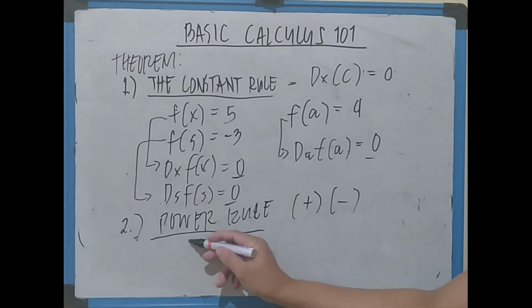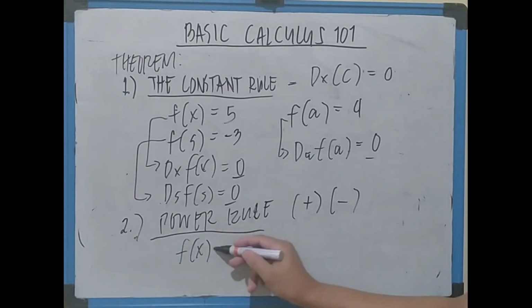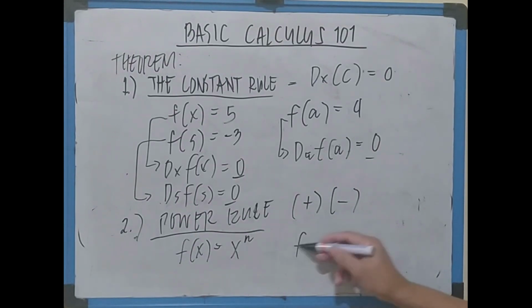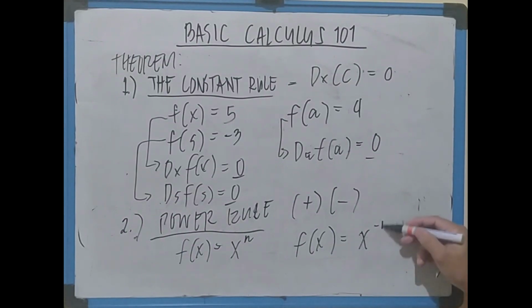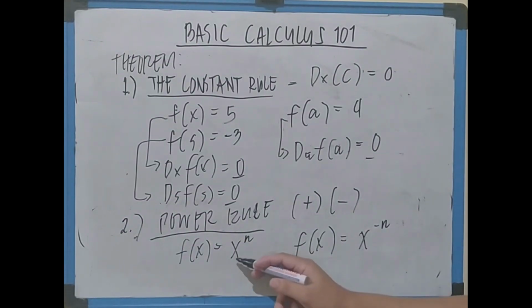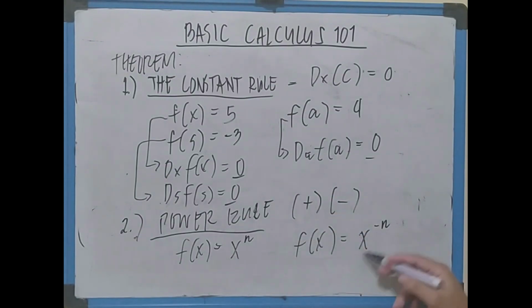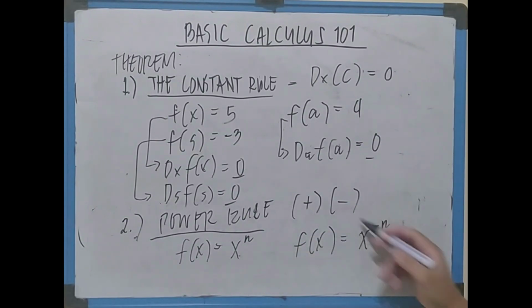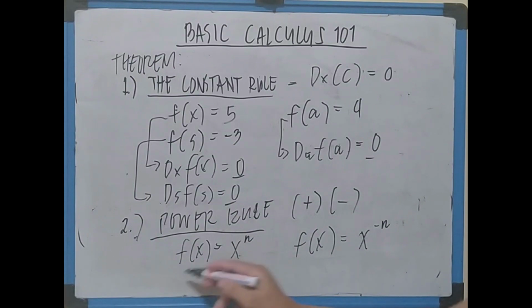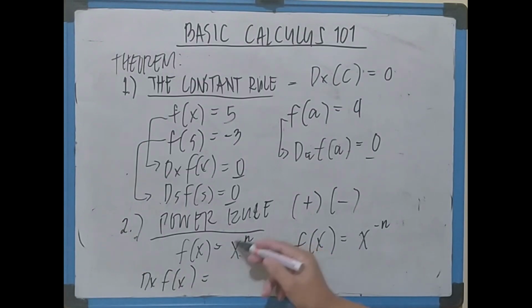So the derivative, halimbawa, if we have f of x is equal to x raised to n, and we have f of x is equal to x raised to negative n. As you can see guys, this is an equation with positive exponent, and this has an exponent of negative. So this is positive integral exponent, and this is negative integral exponent.